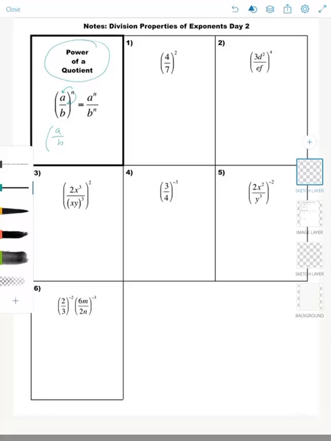And that makes sense because if you repeat a fraction, this would just be a over b times a over b times a over b, however many times the exponent told you. And when you multiply fractions, you multiply across the top, so you'd have n number of a's on the top and you'd have n number of b's on the bottom. So that's why the exponent gets handed to the top and the bottom.